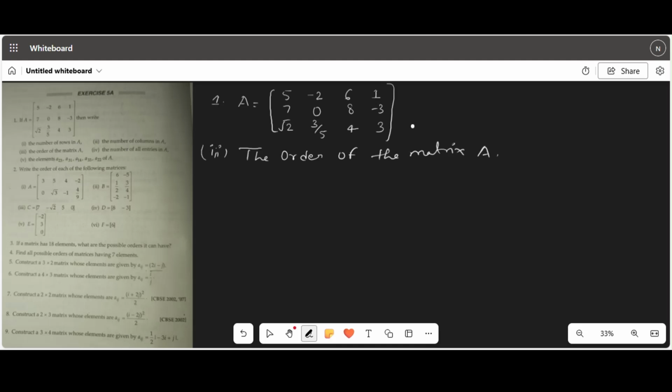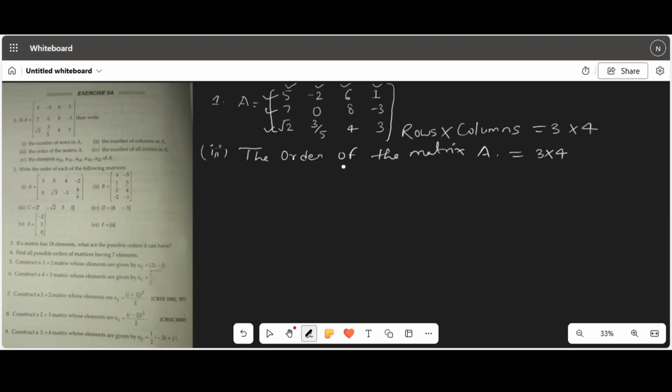So as you already know, order means how we are representing this matrix A: rows cross columns, rows into columns. So how many rows? How many horizontal lines? One, two, and three. And how many vertical? One, two, three, four. So horizontal means rows and vertical means columns. So what will we write? 3 cross 4. The order of the matrix will be 3 cross 4.